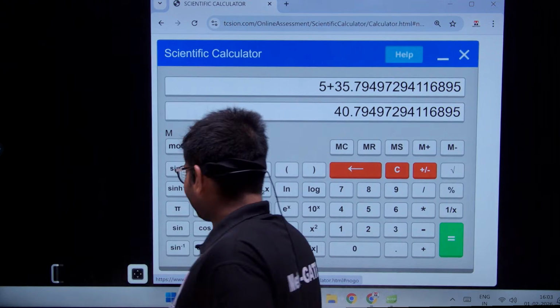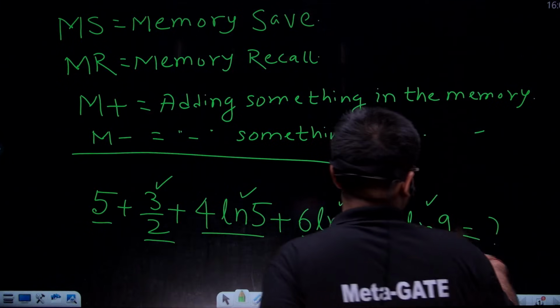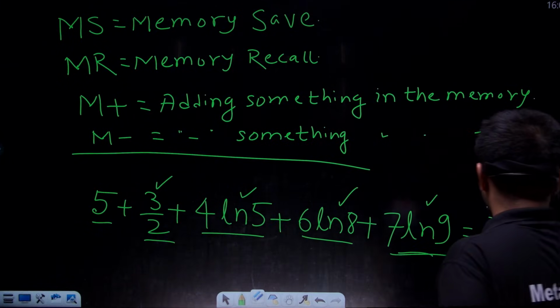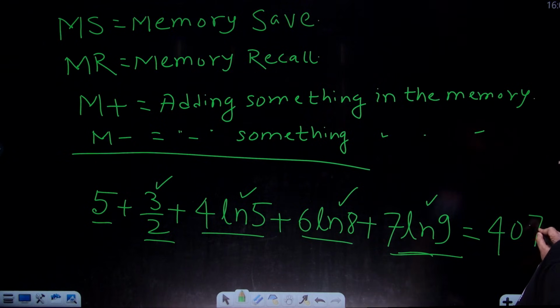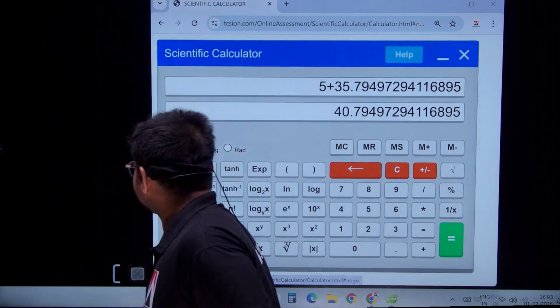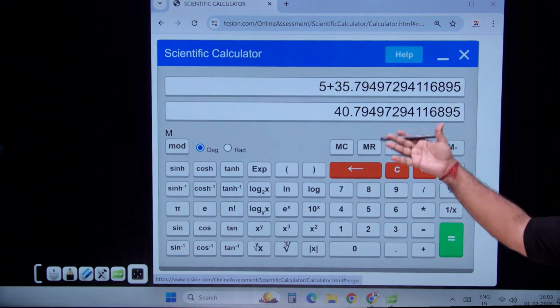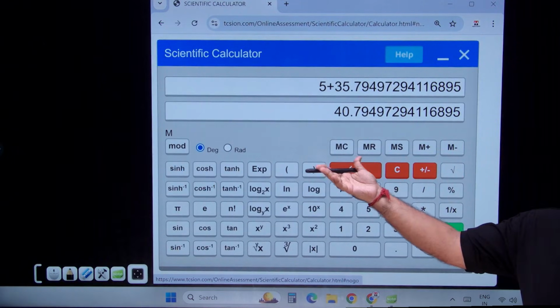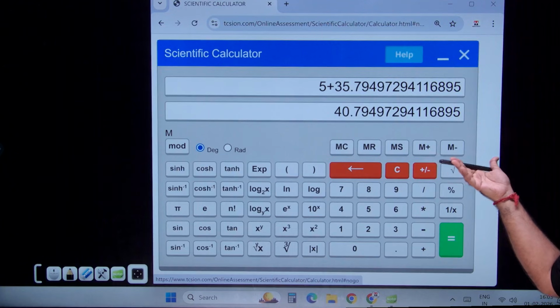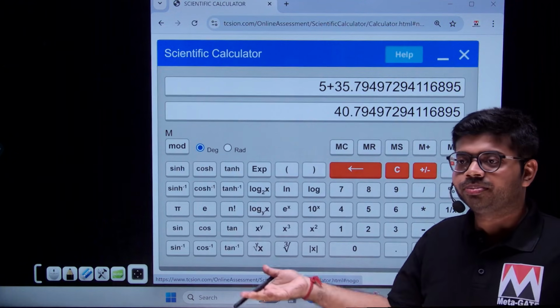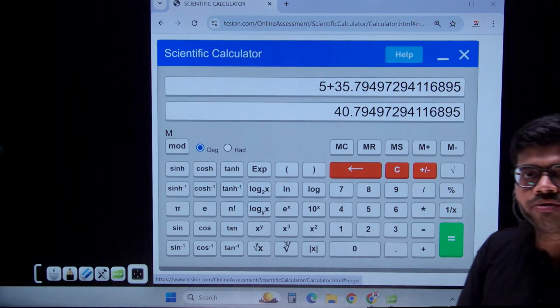So you have got it. Finally, you have done such a big calculation in one line, which is 40.794. Okay. So this is how it works. These functions work. So I'll highly recommend all of you to please use these functions, memory functions, as much as possible to reduce the time of your calculation.